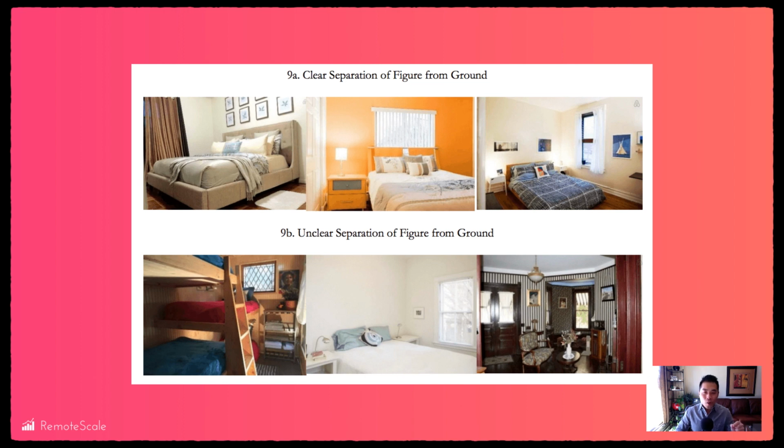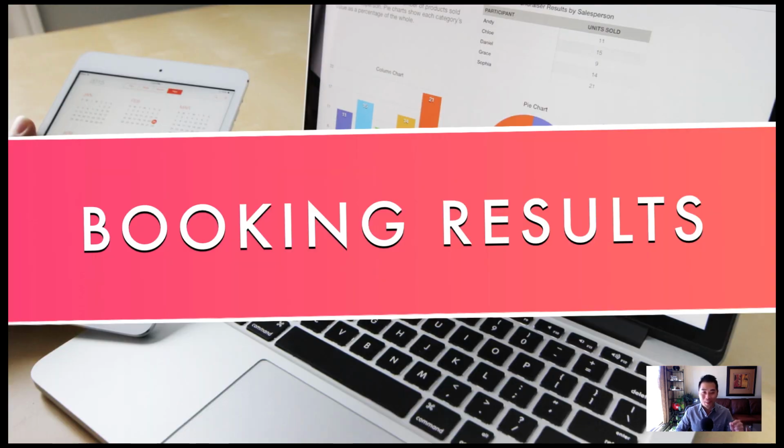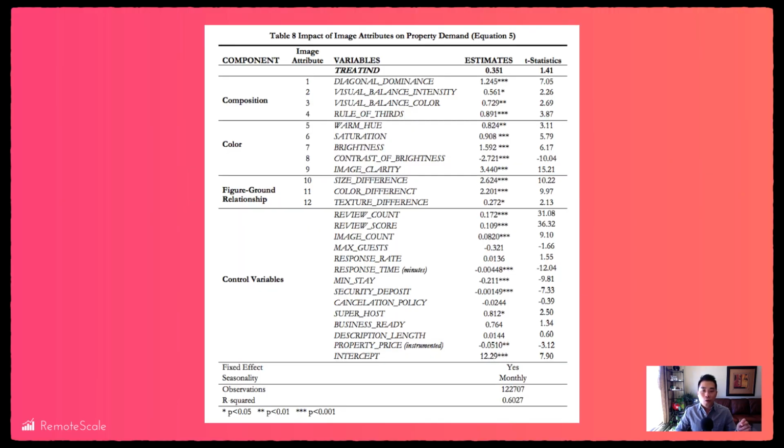So let's go in and talk about the booking results. Now we know about these 12 different attributes, which are mostly commonly known in the photography space. But what happens when we adjust the diagonal dominance a little bit, or the brightness of an image? What is that going to correlate with? So when we look at this study done by these data scientists, we've got this chart.